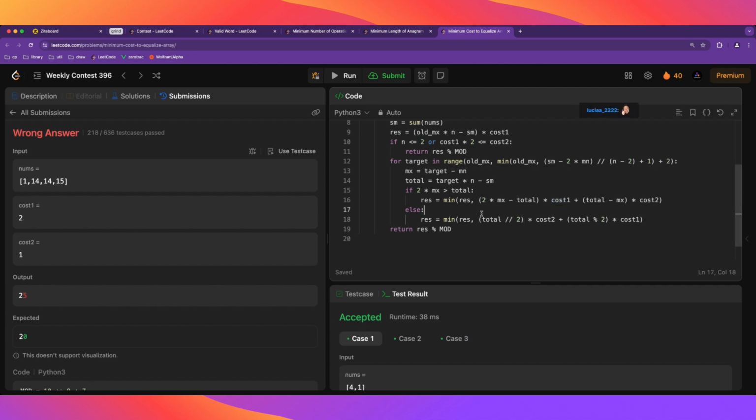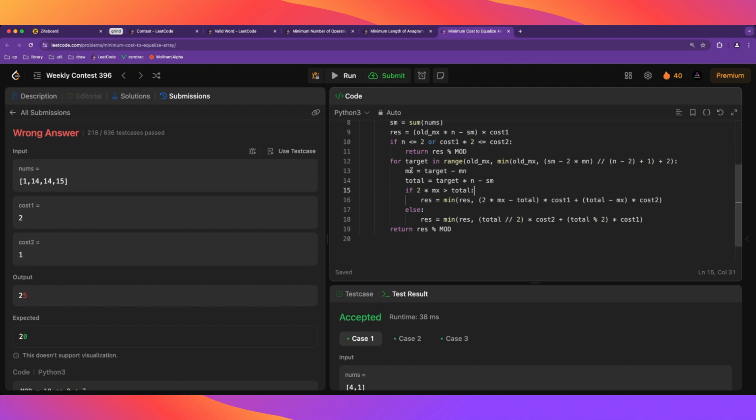And if it's not the case, then we can do them all of cost 2, except if we have an odd number. If we have an odd number, then we are forced to do one single increment of cost 1, right? So this is how we solve the problem if we know the target.